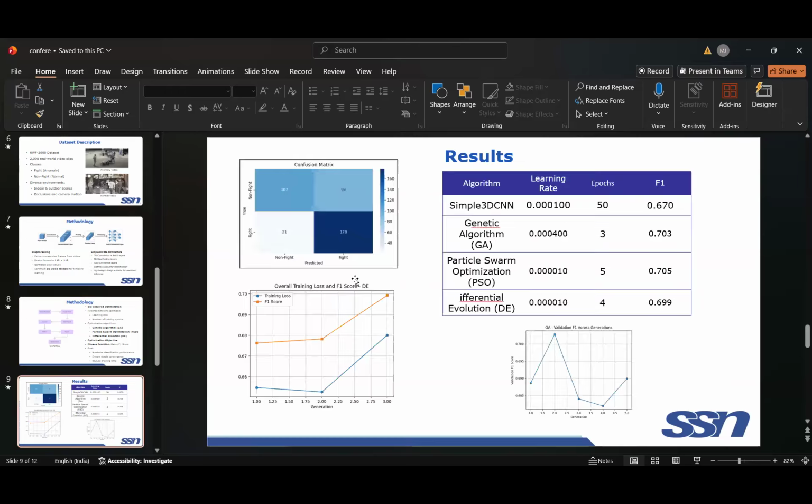These are the screenshots of our experimental results. They show that the bio-inspired optimization significantly improves performance over the baseline model. Among the three algorithms we used, particle swarm optimization achieves the best macro F1 score compared to the others, and converges faster with lower computational cost compared to the genetic algorithm and differential evolution.